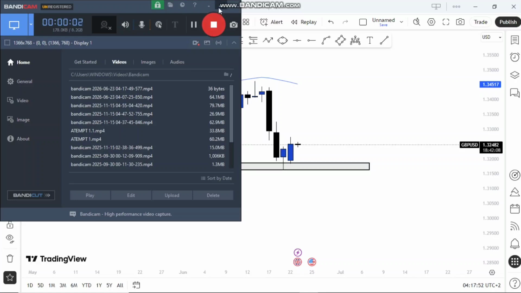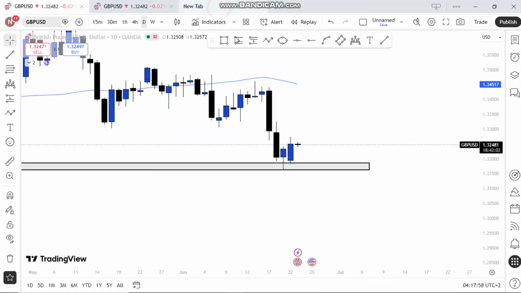Okay, I got disturbed. So what I was talking about, candles to look for: shooting star, doji, engulfing candle. We look for those.